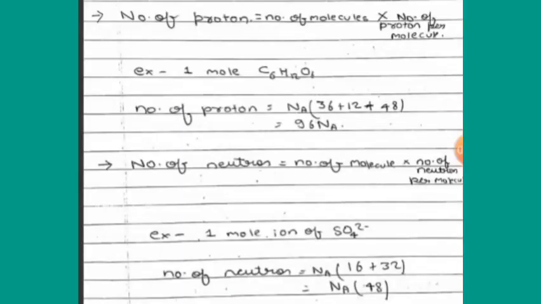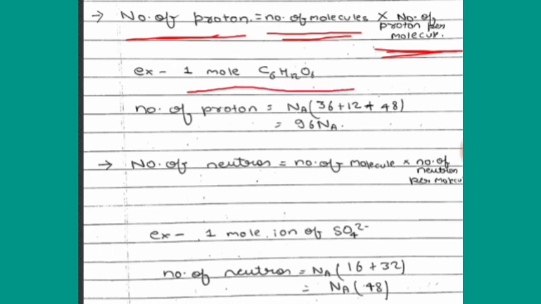Now we have to study total number of protons. Total number of protons is given by number of molecules into number of protons present per molecule. So for calculation of total number of protons, we have to discuss total number of molecules and total number of protons present in a molecule. Let us take an example of 1 mole glucose.